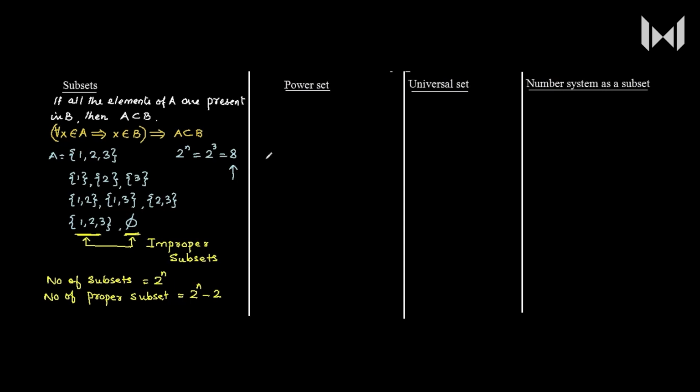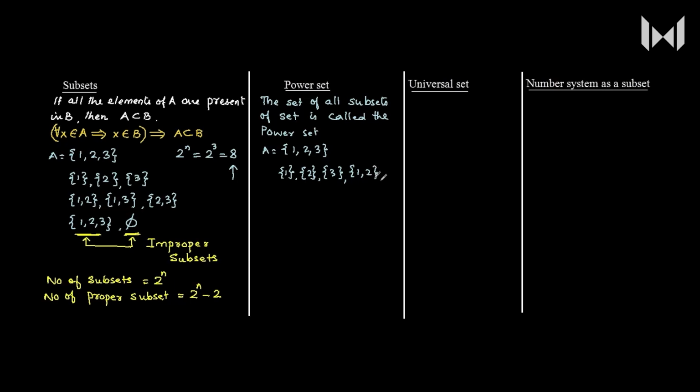Now, coming on to the power set. Power set means the set of all subsets of a set is called the power set. Now, say for example, let us once again consider A as 1, 2, 3. Now, if I write all the subsets, it's 1, then you have 2, then 3, then 1, 2, then 1, 3, 2, 3, 1, 2, 3, and the null set.